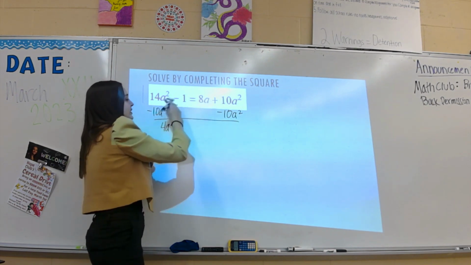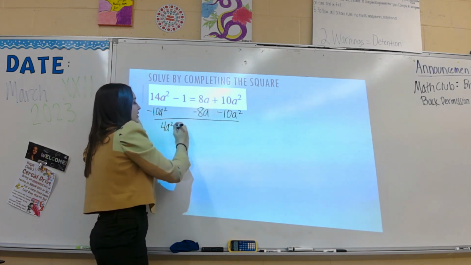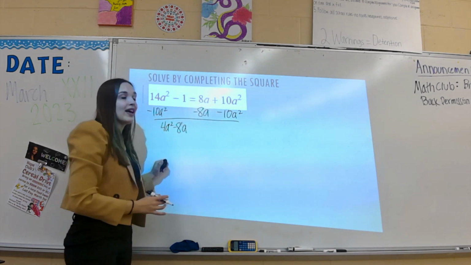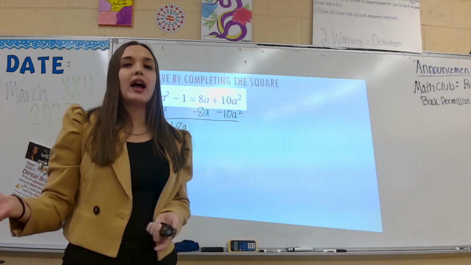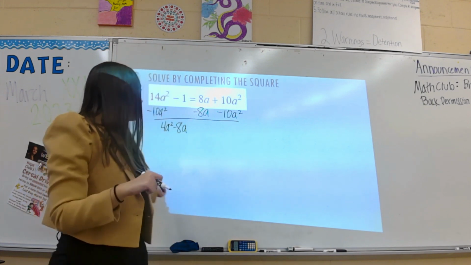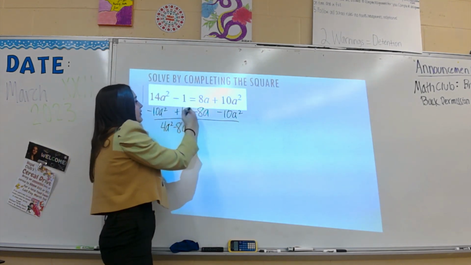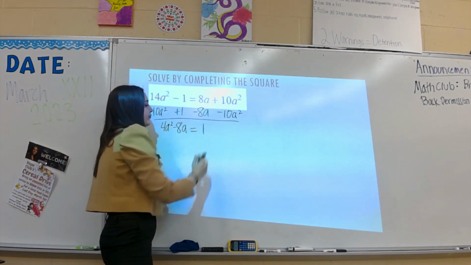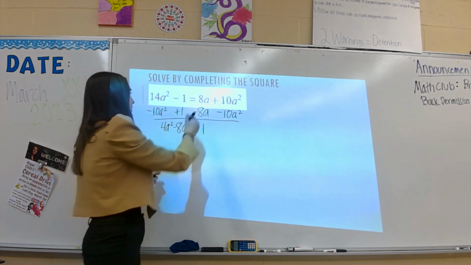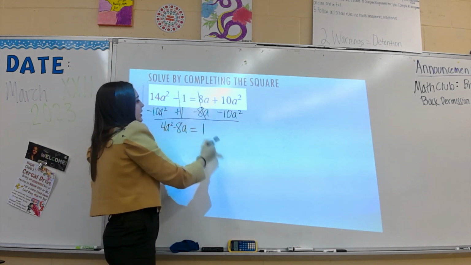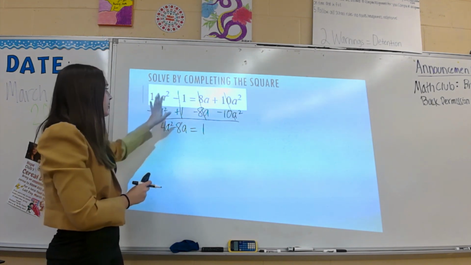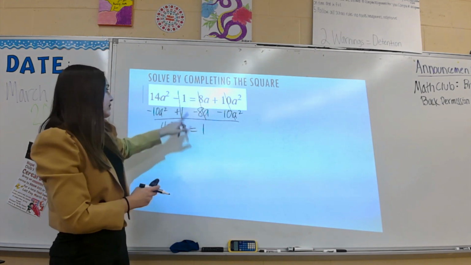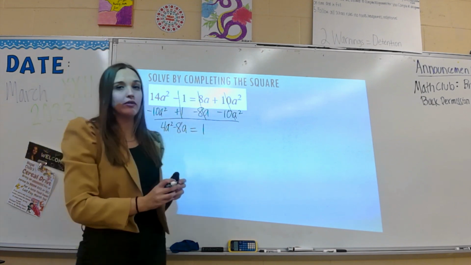I want my 8a on this side, so I'm going to subtract 8a over, and I have that. I want my constant term to always be on my right-hand side when I am doing my completing the square, so I'm going to add 1 over to the other side. So all this looks a little bit weird, but this is just so it goes on the other side, and I combined it here. These couldn't combine with anything, so I just moved it over.